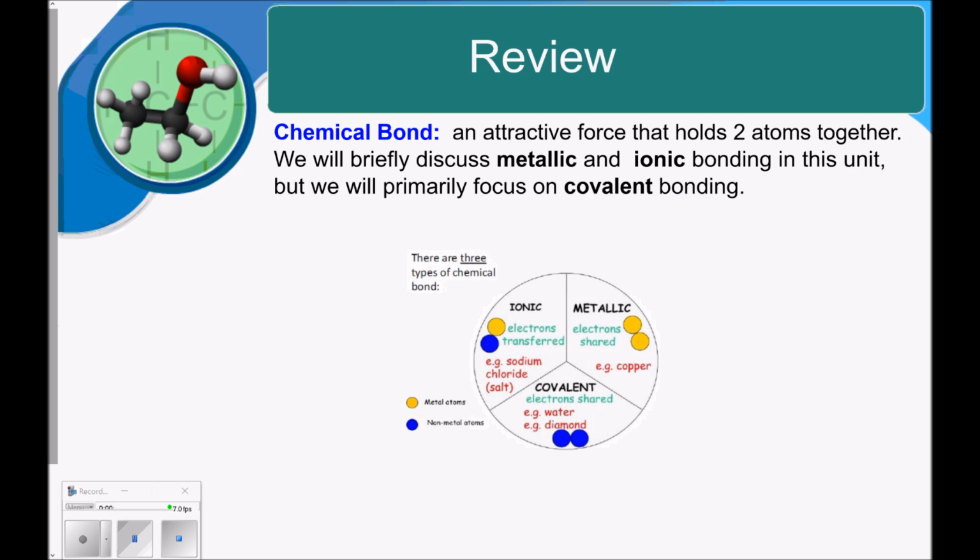Okay, first we're going to start with reviewing a couple of things from previous units that you really need to know for this unit. First of all, a chemical bond. It's an attractive force that holds two atoms together. We're briefly going to discuss metallic and ionic bonding in this unit, but we're primarily going to focus on covalent bonding.